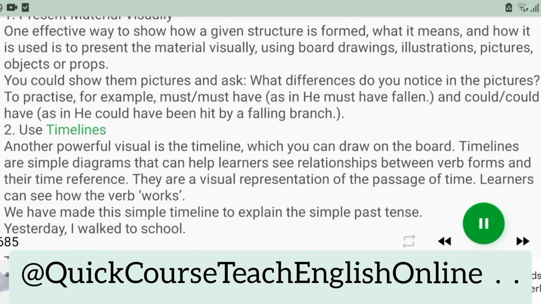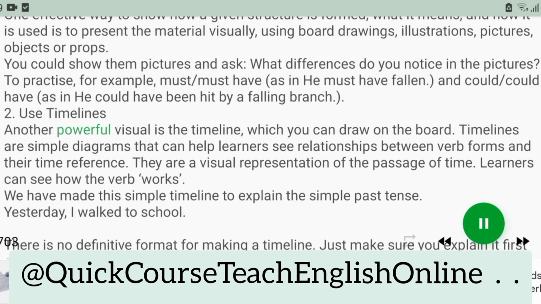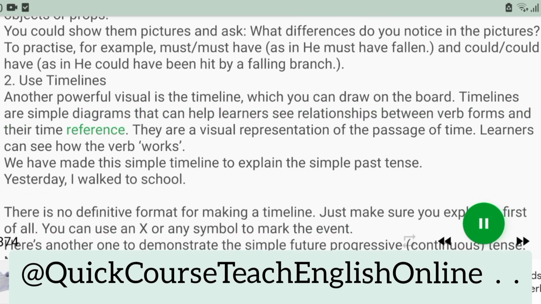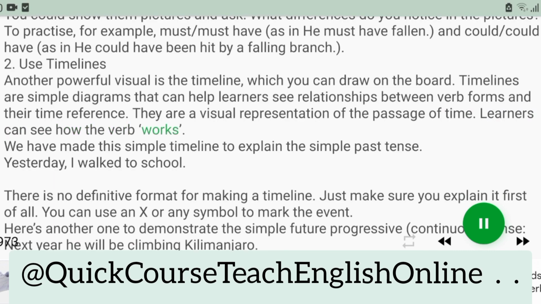2. Use timelines. Another powerful visual is the timeline, which you can draw on the board. Timelines are simple diagrams that can help learners see relationships between verb forms and their time reference. They are a visual representation of the passage of time. Learners can see how the verb works.